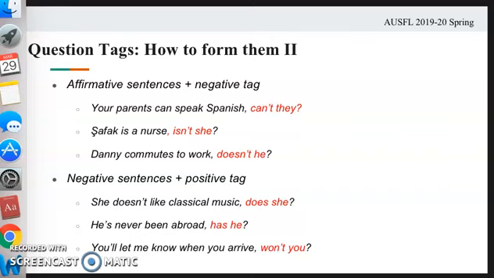To recap, for the same question, you can either have a falling intonation or a rising intonation depending on your purpose. For example, she doesn't like classical music, does she? In this example, I don't know if she likes it or not, so I have a rising intonation. She doesn't like classical music, does she? In this example, I am quite sure she doesn't like classical music, but I would like to confirm.